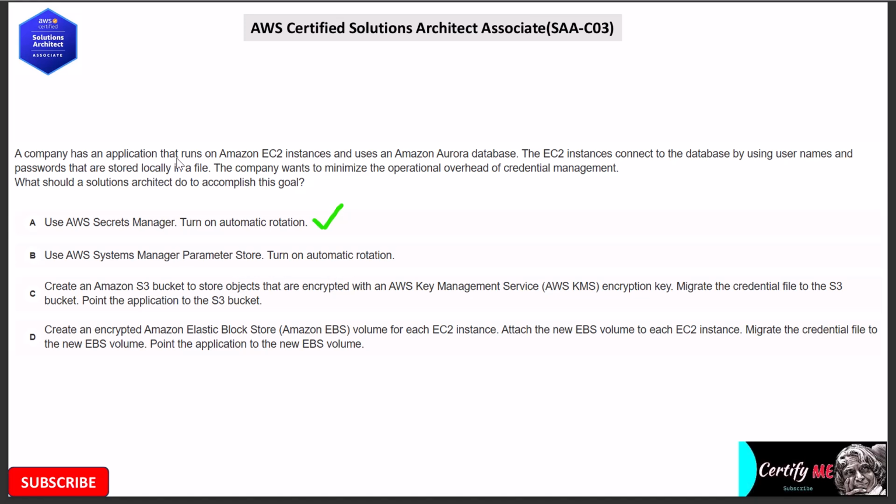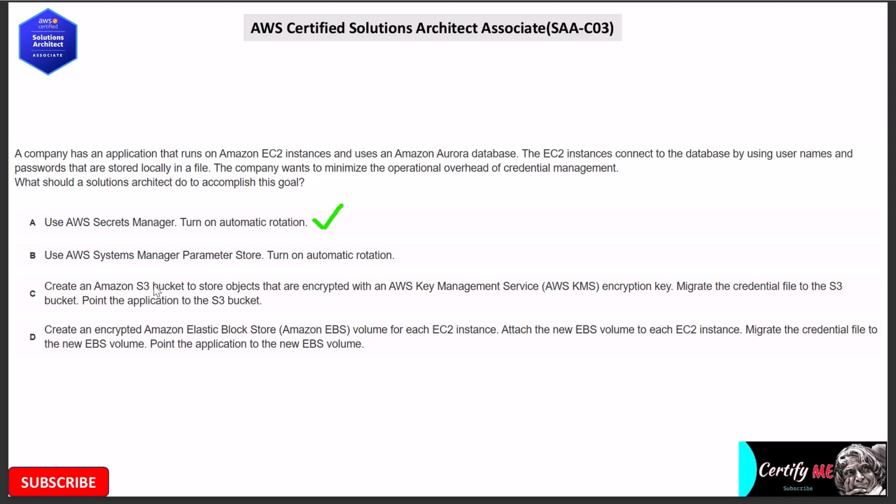A company has an application that runs on Amazon EC2 instances and uses an Amazon Aurora database. The EC2 instances connect to the database by using usernames and passwords that are stored locally in a file. The company wants to minimize the operational overhead of credential management. What should a solutions architect do to accomplish this goal? Option A. Use AWS Secrets Manager. Turn on automatic rotation. Option B. Use AWS Systems Manager parameters to turn on automatic rotation.